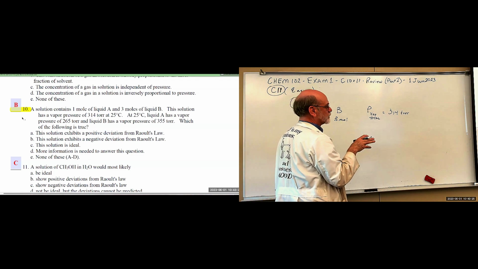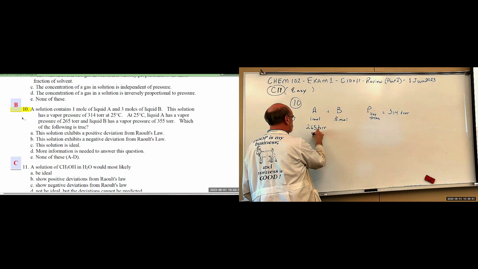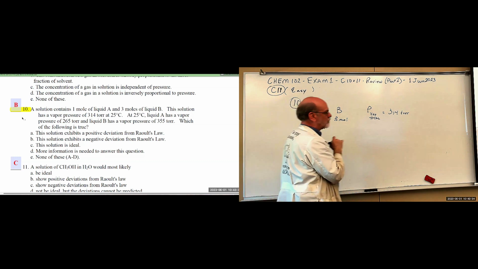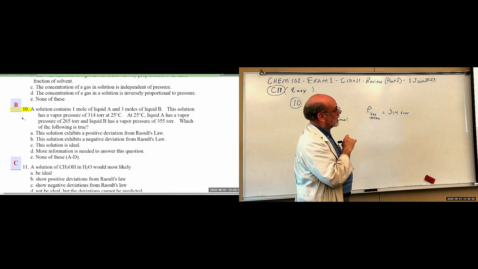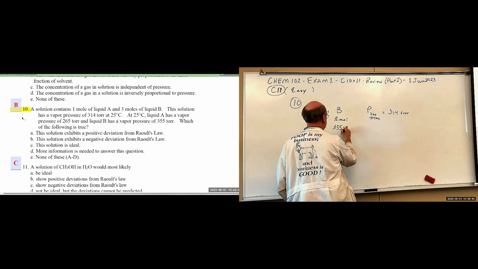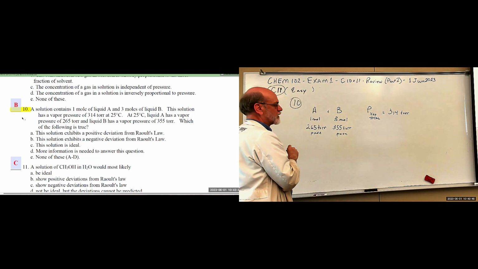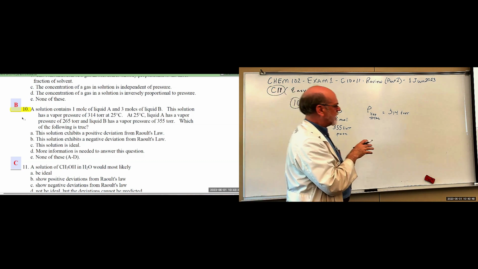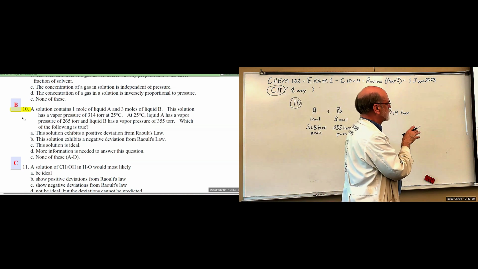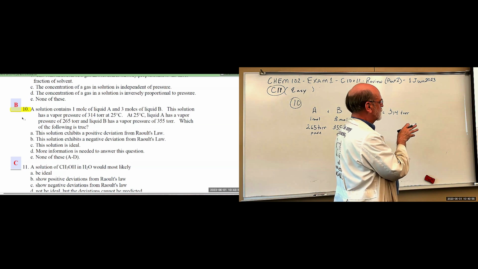At 25 degrees, A has a vapor pressure of 265 torr when it's pure. And B, 355 torr when it's pure. Which of the following is true? Let's see what type of answers we got here. This solution exhibits positive deviation of Raoult's law, negative deviation, solution is ideal.